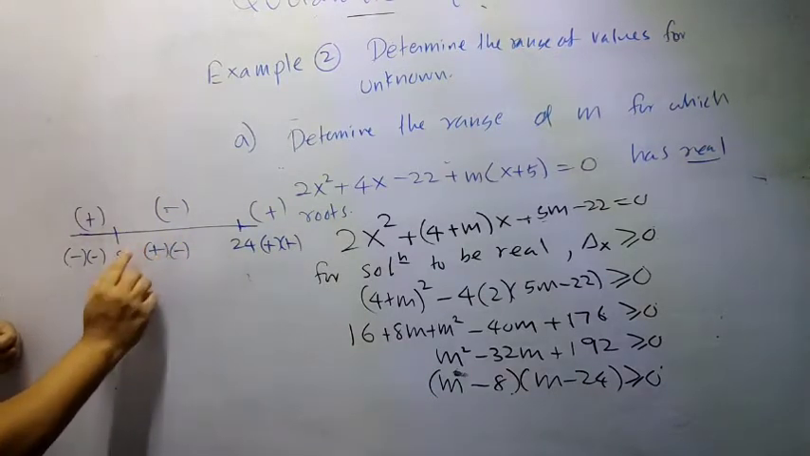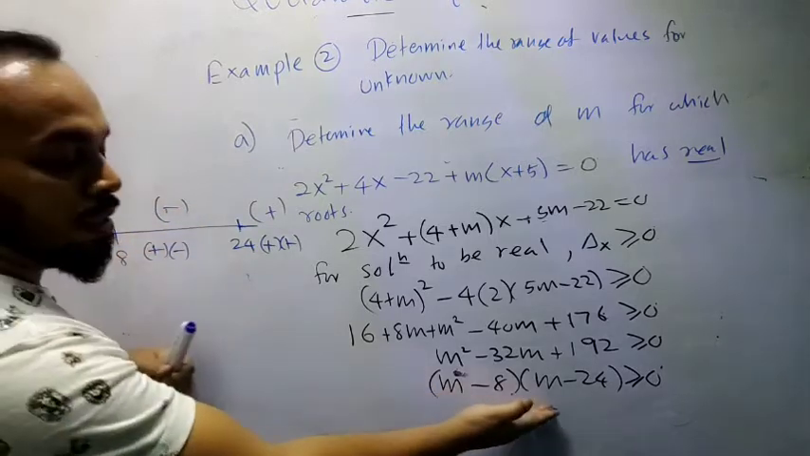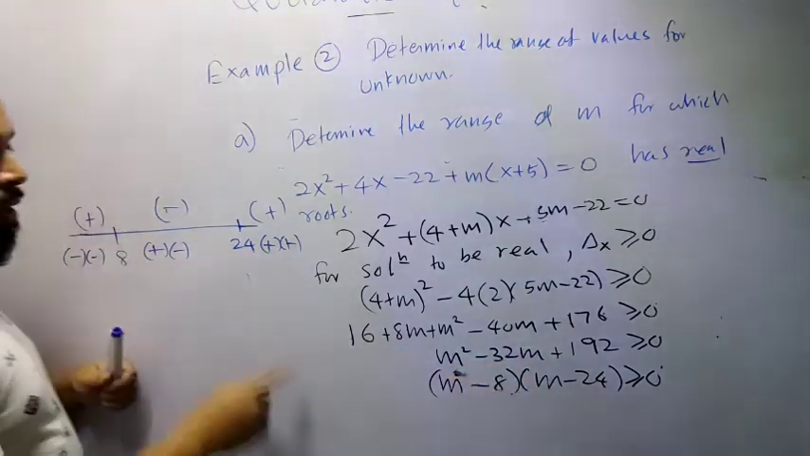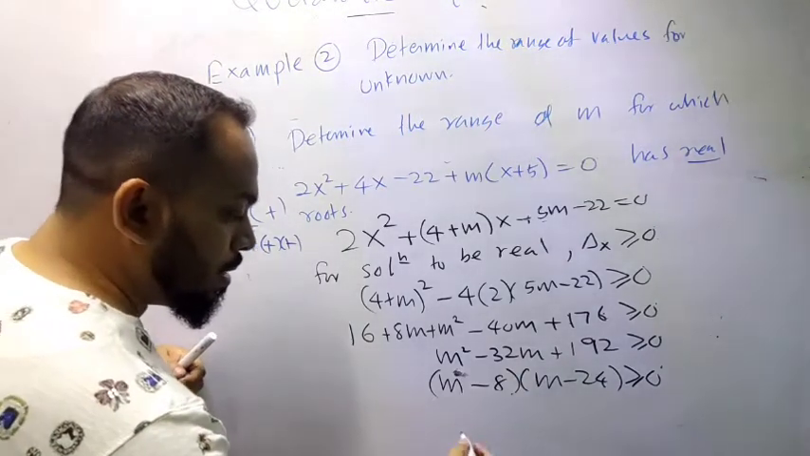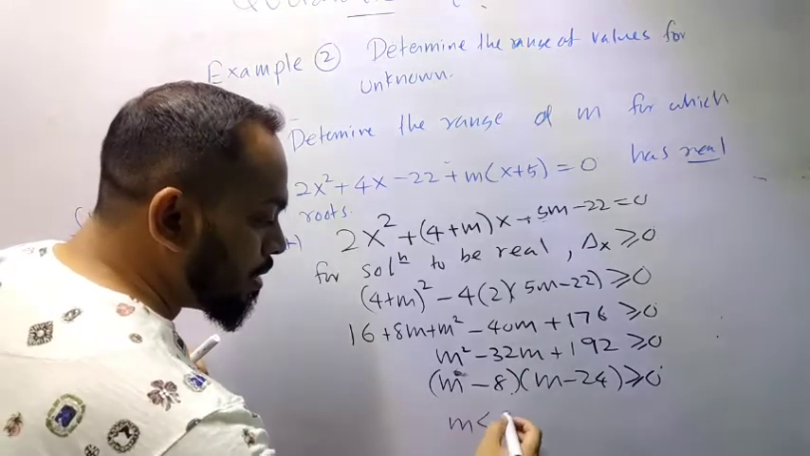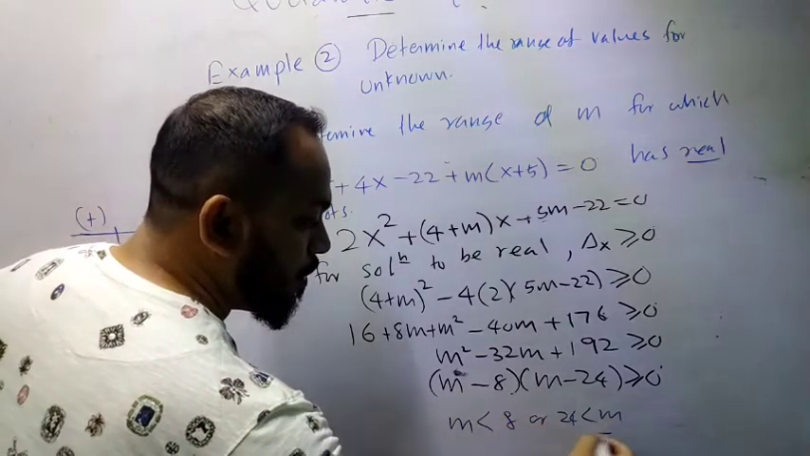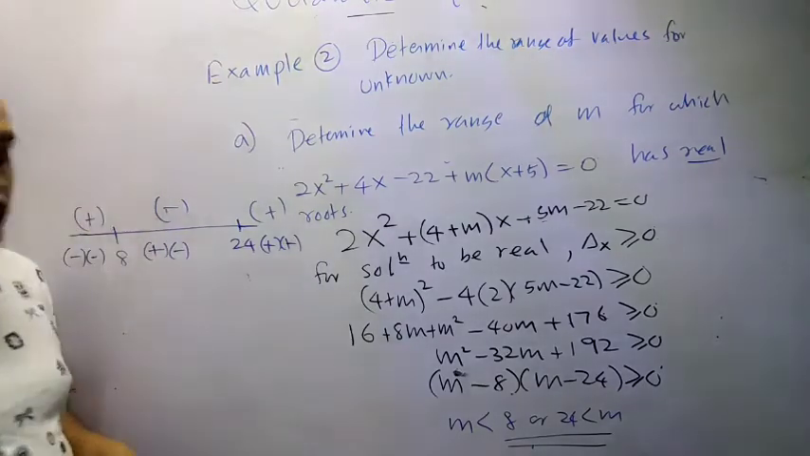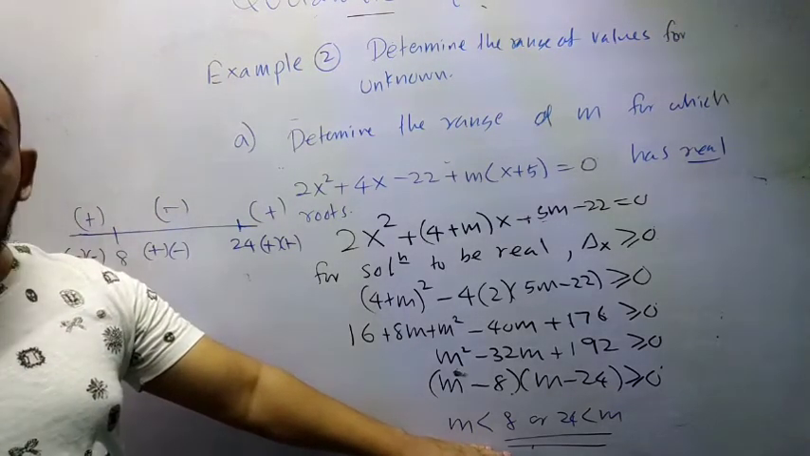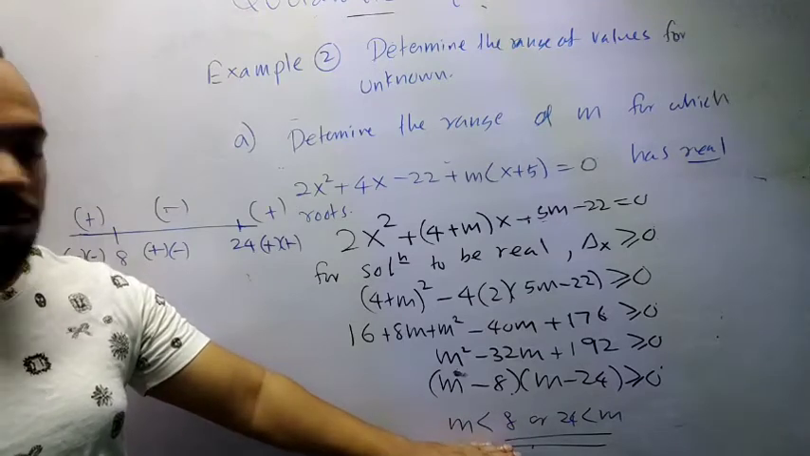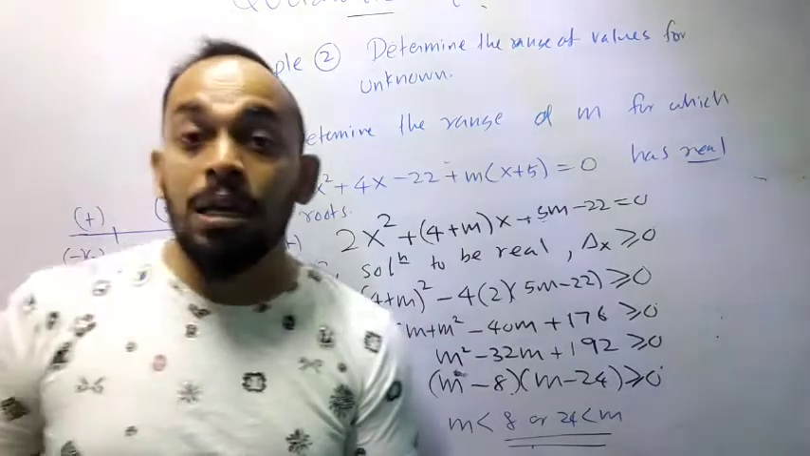Right? When m is between 8 and 24, the product is negative. Contradiction. We can't have that. Beyond 24, again positive. So the answer is when m is less than 8 or m is greater than 24. So this is the range of m. So for any m value that lies in this range, this quadratic equation will produce real roots.